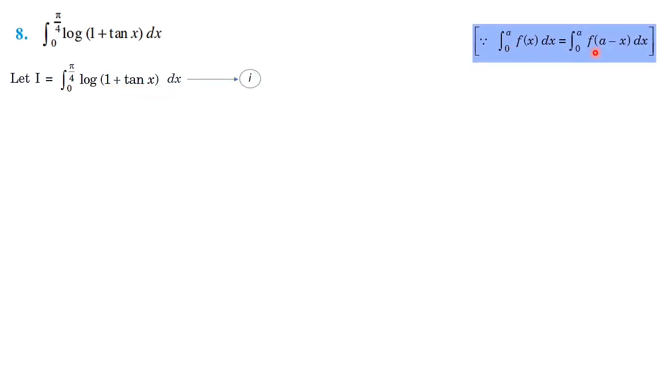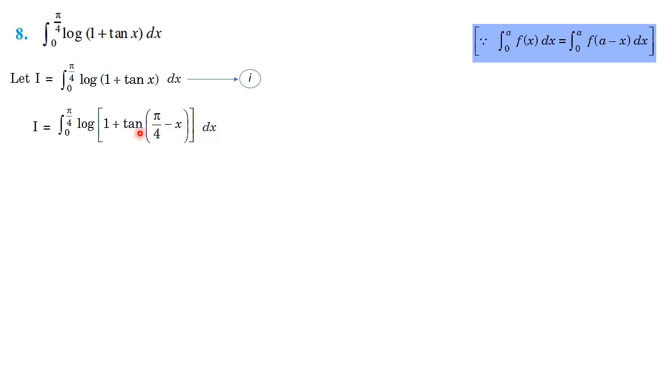Then apply the property. Here x should be replaced with pi by 4 minus x. That means I is equal to integral 0 to pi by 4 log 1 plus tan, and this x will be replaced in the format a minus x. Here a is pi by 4, so pi by 4 minus x dx.